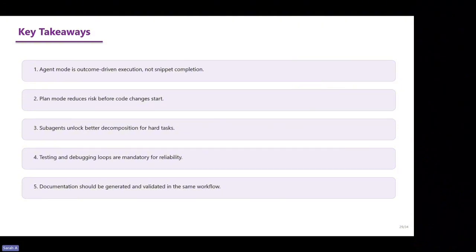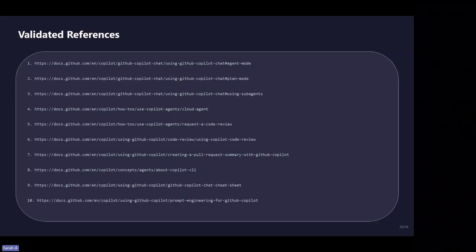One, agent mode is outcome driven, not snippet completion. Plan mode helps you to reduce the risk before the code changes start. Sub agents help you unlock better decomposition. You want to make sure you are testing and debugging loops. They're also mandatory for reliability, and documentation should be generated and validated in the same workflow. Okay. And these are the references again. I'll share these slides with us.